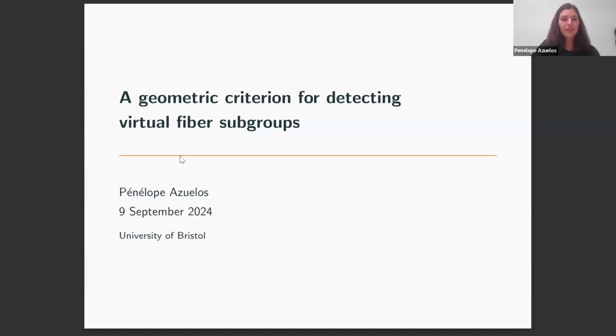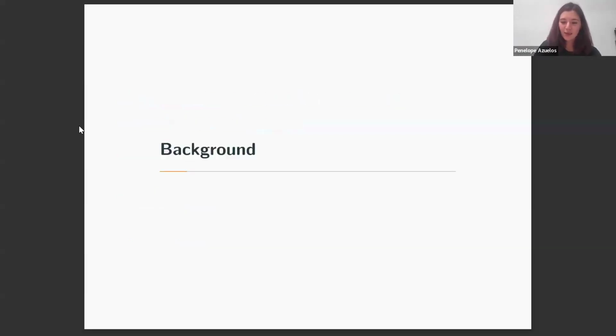So I'll speak about virtual fiber subgroups and a more or less geometric way of detecting them. There's a bit of a lie, but we'll get to that. So I'll start with a bit of background on this problem, starting with what is a virtual fiber subgroup.